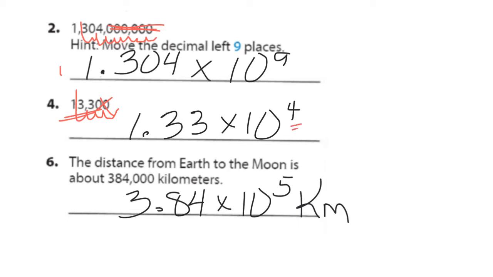The distance from Earth to the Moon is about 385,000 kilometers. Locate my decimal point, move 1, 2, 3, 4, 5 spaces. That gives me 3 and 84 hundredths times 10 to the 5th. Remember, that's how many spaces. And I did label this with kilometers because this is a word problem. Very nice. I appreciate that you tried, even if you made a mistake, because we learn from our mistakes.